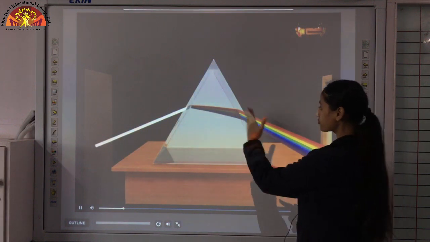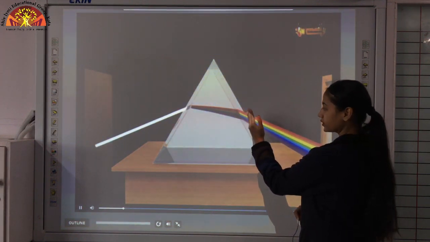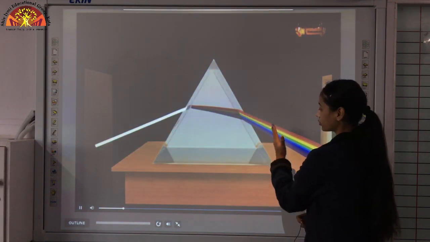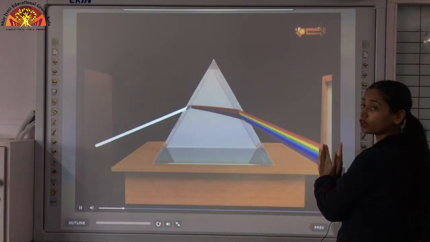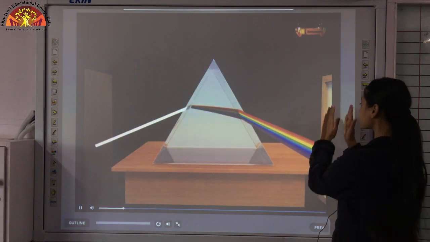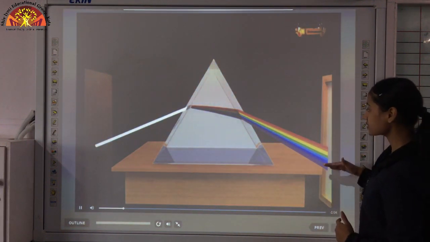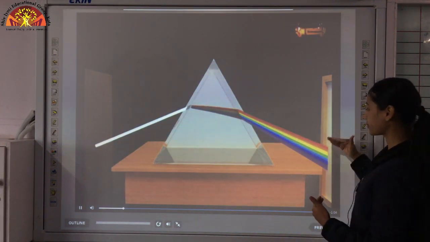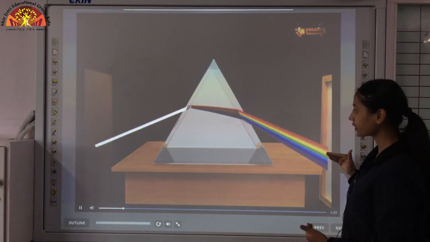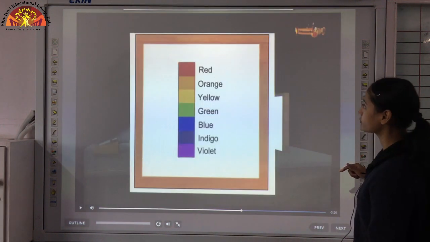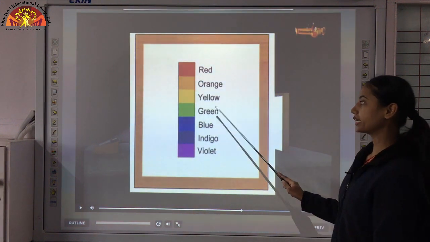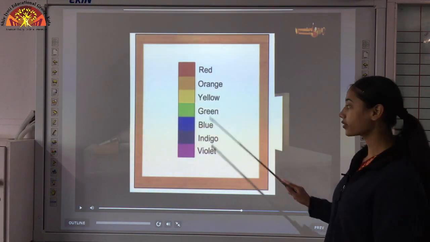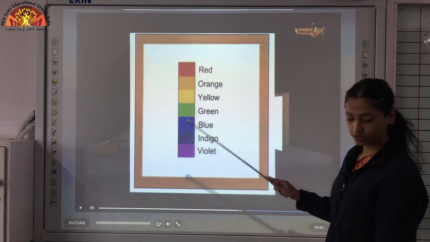When the light rays come out from this side of the prism, they will be in 7 different colors, and we will obtain all those 7 different colors on a screen. This band of 7 colors is known as spectrum. And what are the colors we obtain? The colors are violet, indigo, blue, green, yellow, orange and red. In short, we call it VIBGYOR.